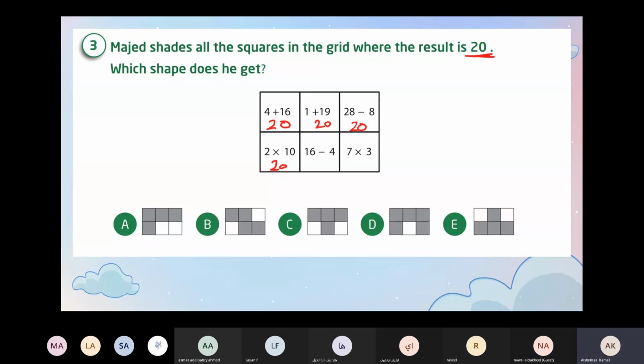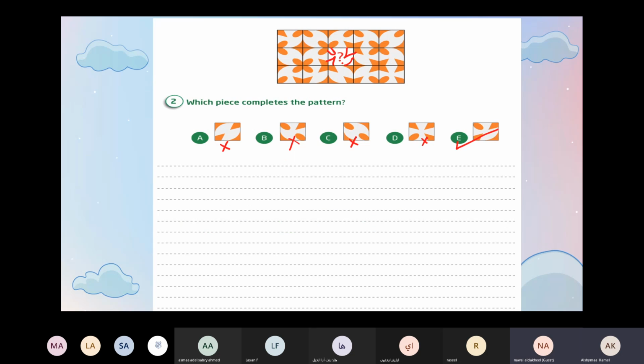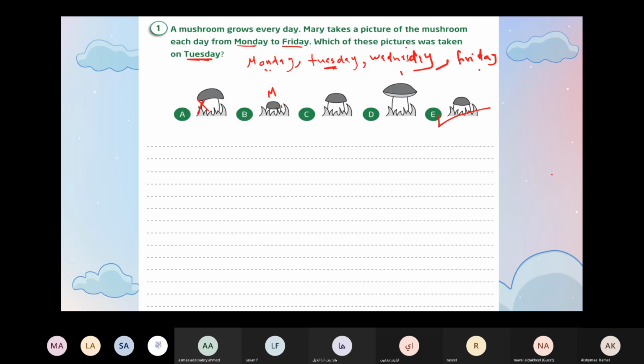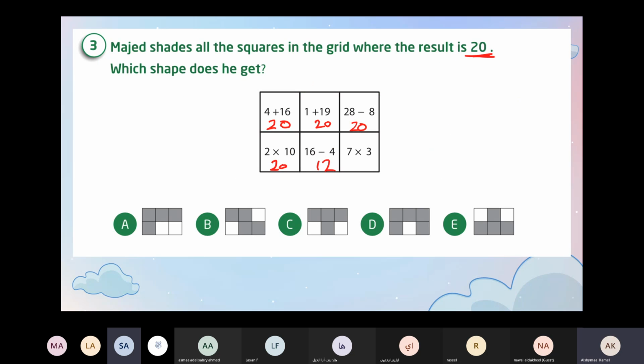60 minus 4 is 12. Okay. Last one, 7 multiplied by 3. 7 multiplied by 3 equals 21. So here I start to shade the only ones with 20. So it's this A.